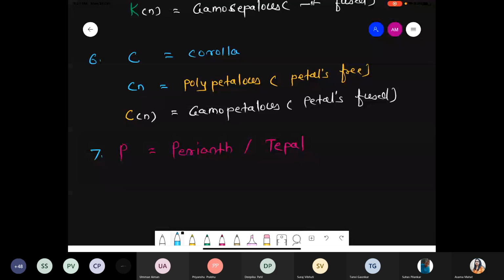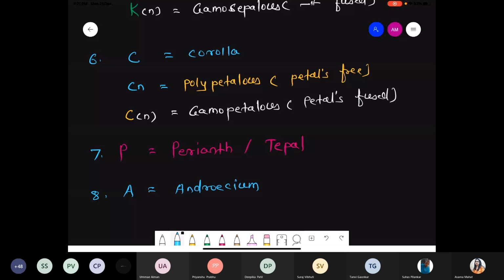Next one, capital A. Capital A stands for androecium. Please remember this point. With respect to androecium, there is no poly condition and no gamo condition. We cannot represent whether they are free or fused. We saw earlier the conditions when talking about monadelphous and diadelphous, that is a different case scenario. But for mono and diadelphous, there is no symbol. So for the androecium, we are representing only one condition.